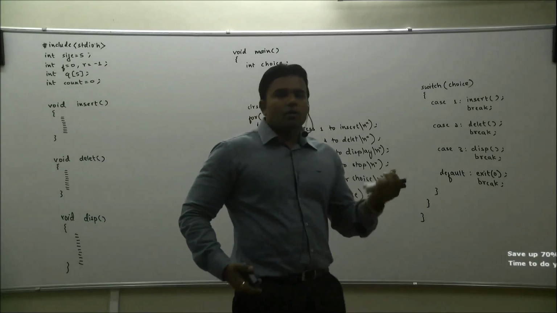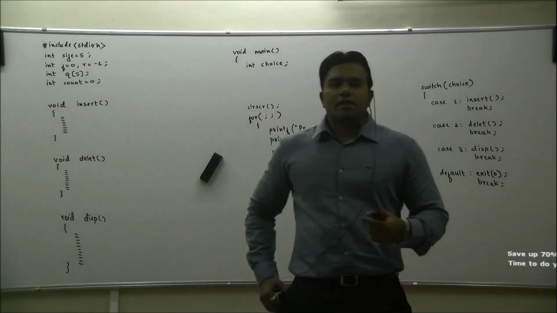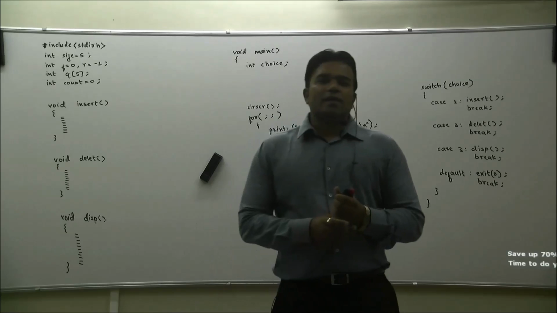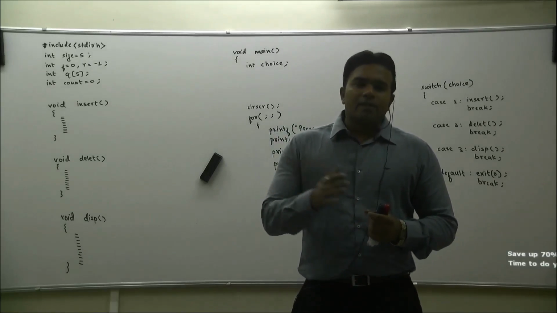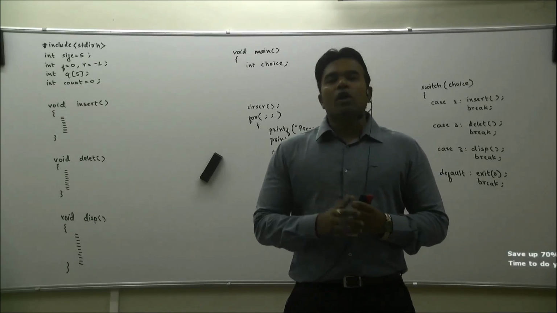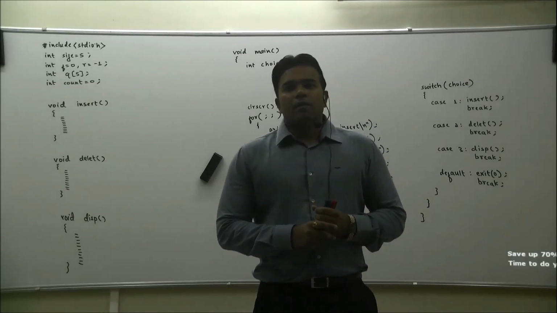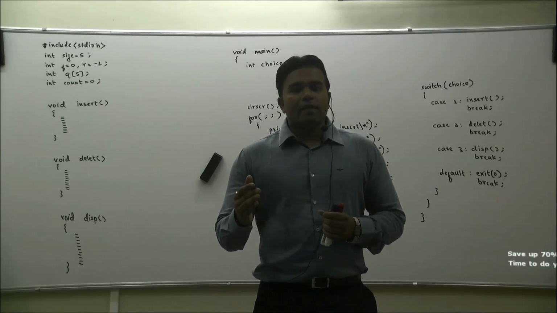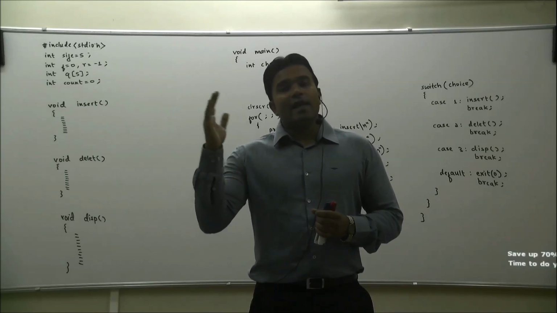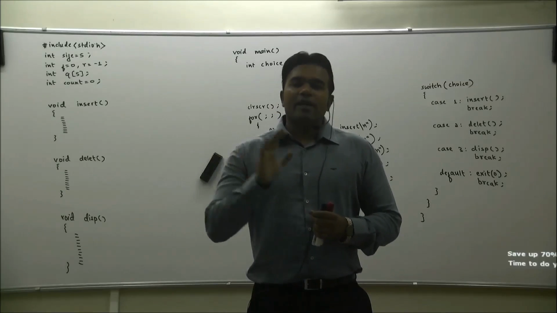Alright, so I think it is understood, no issues in this. However, I would like to rewrite this program by making use of local variables. Previously, if you recollect, in the stack program, I had written the array s, initially as global, later I made it local.